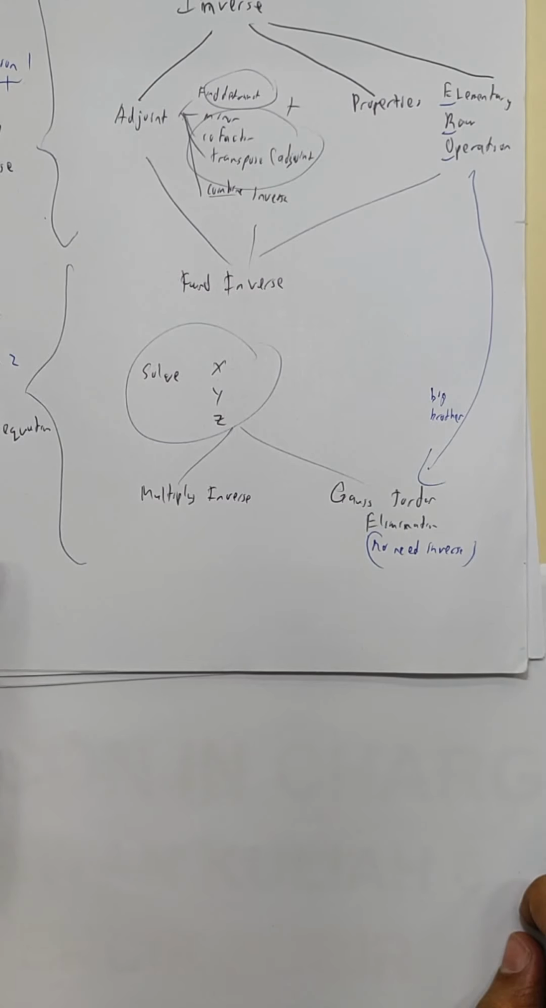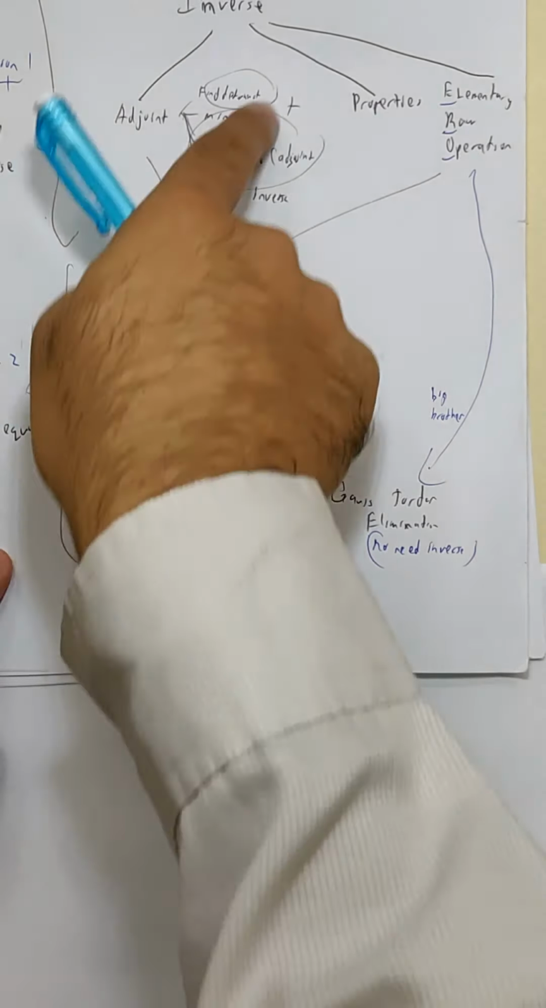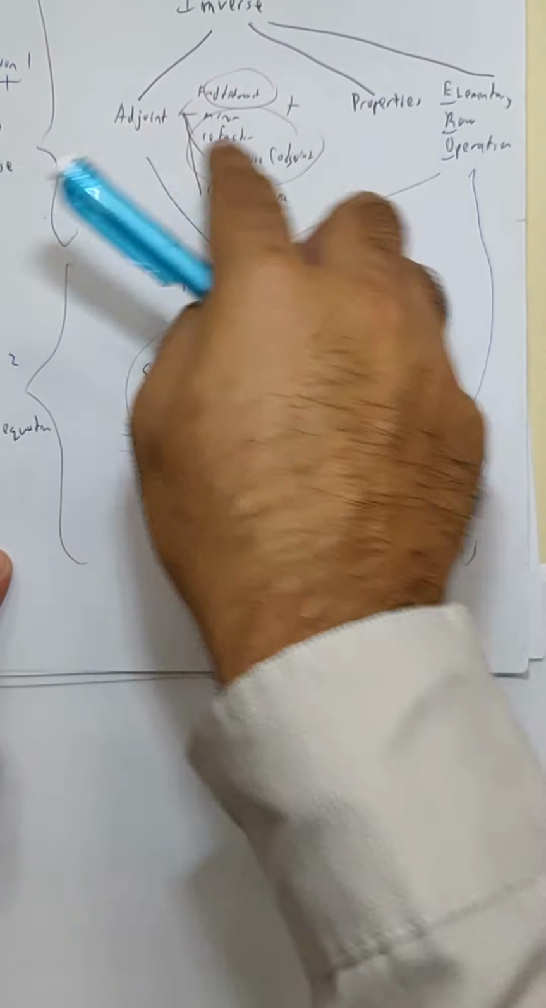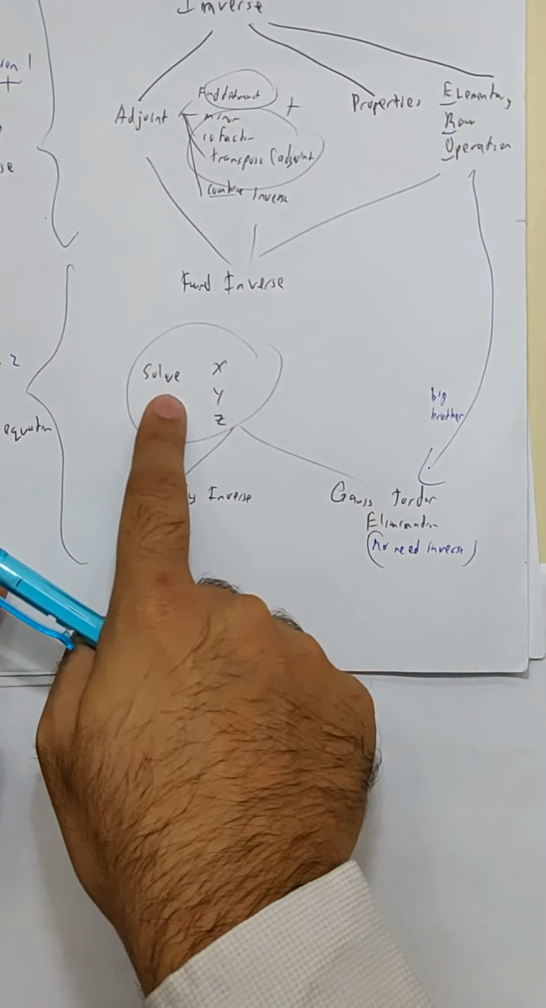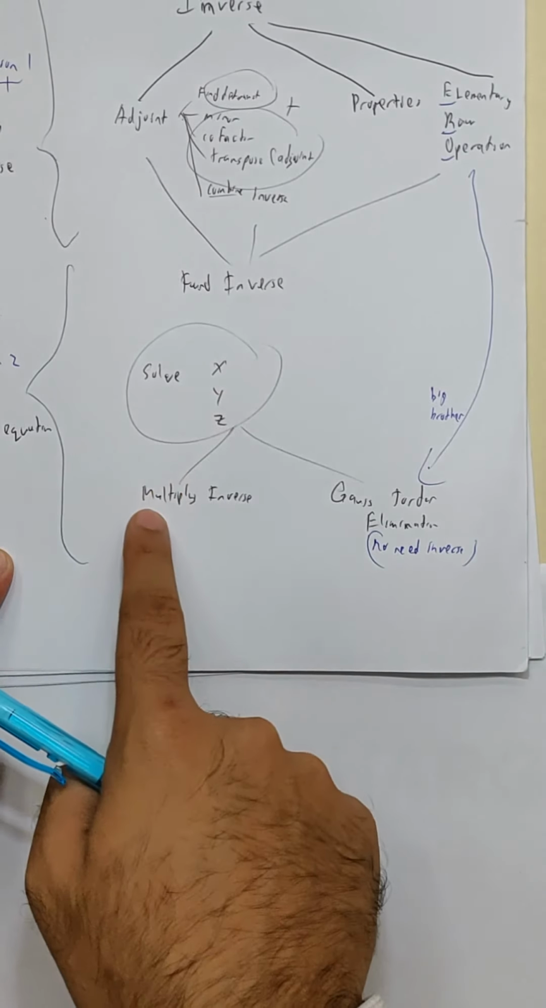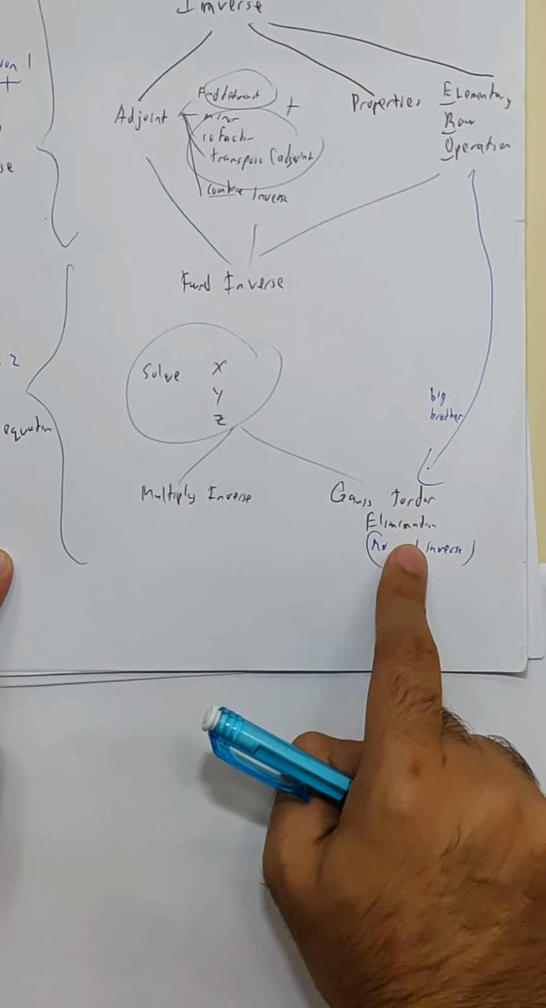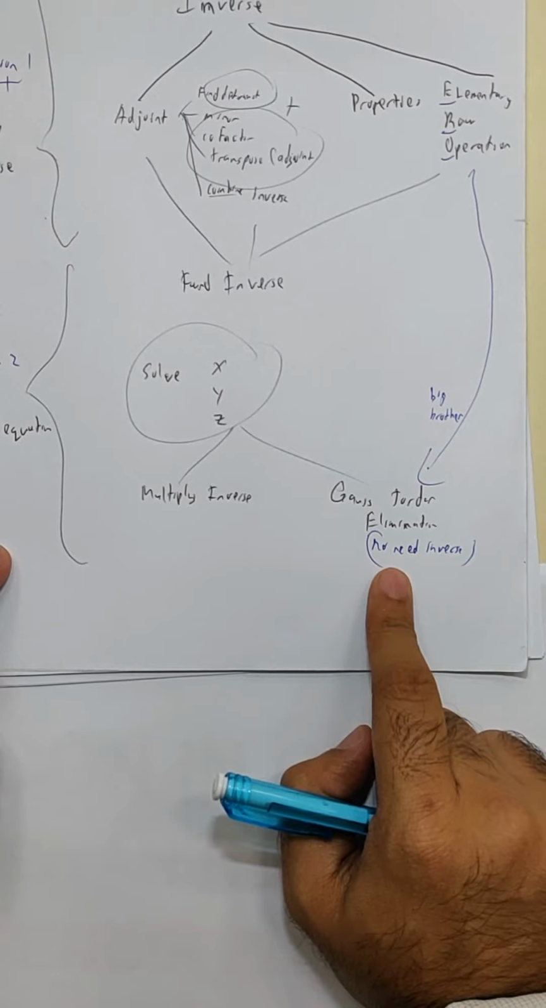Okay, so for this topic, this is what we're going to learn. On the last class, I taught you this one. So today I'm going to teach you this. I'll teach you how to solve it by multiply inverse, and I'll teach you how to solve by Gauss-Jordan. Okay, this is what we're going to learn today.